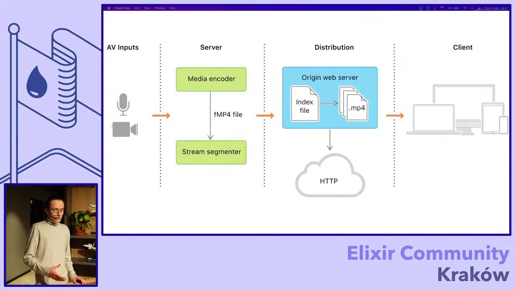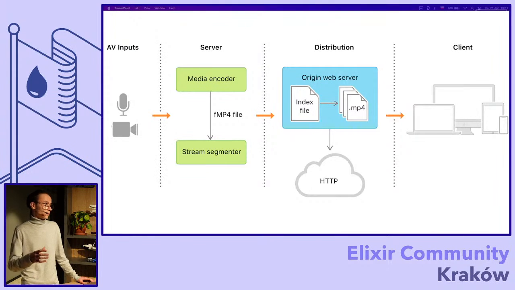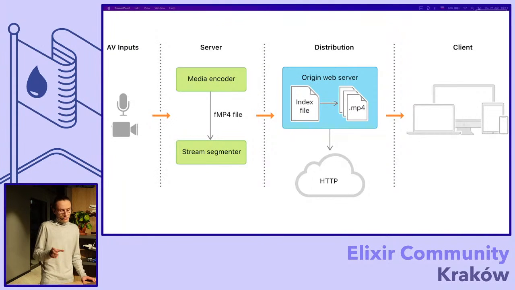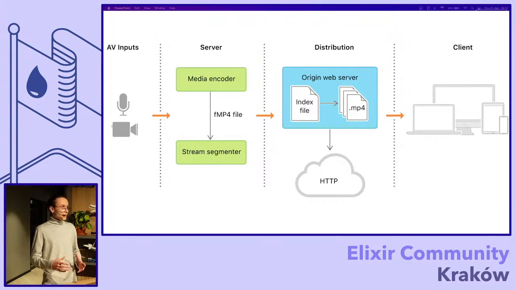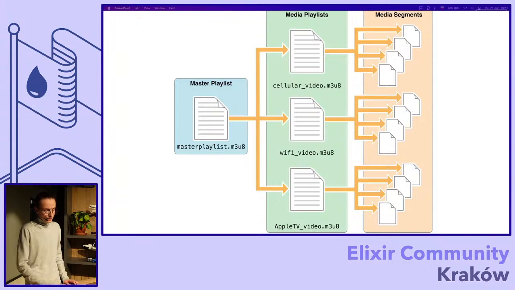In this slide, you can see how HLS works. You capture the video and audio. You encode and segment these streams. Then you can distribute your files by dividing them into chunks. And these divided chunks can later be served to a client.